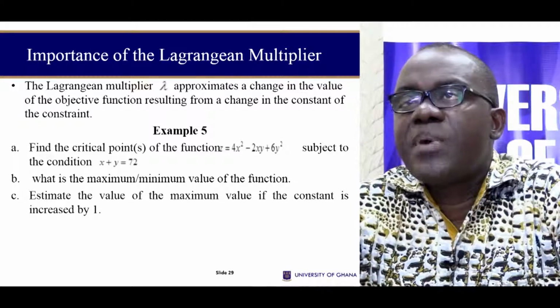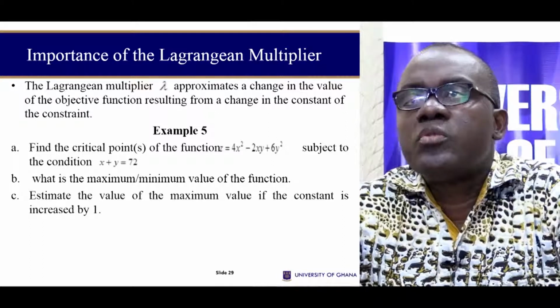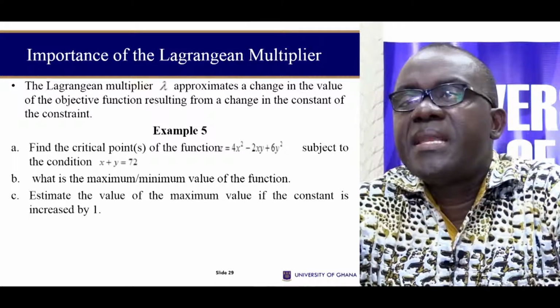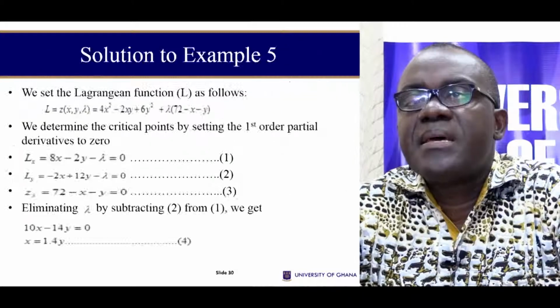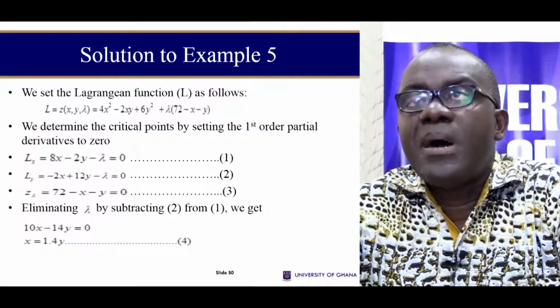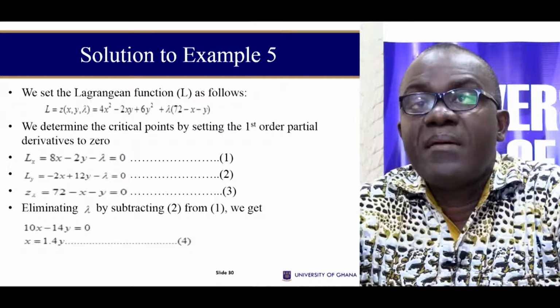In the same way, let's take an example and see how this will work out. In this small example, I have my function, I have my constraint function. We are supposed to find the maximum and then estimate the maximum at the values. So as usual, we form our Lagrangian function. We take our first order derivatives. We find the values of x, y in the Lagrangian.